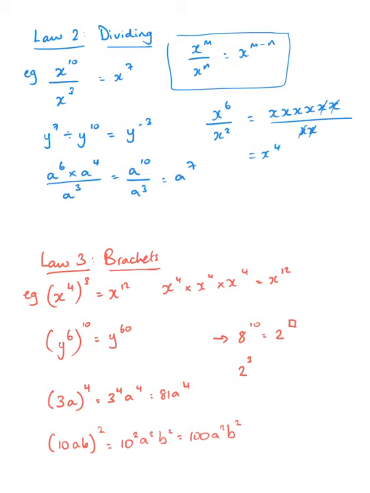So if 8 is 2 to the power 3, I'm raising that whole bracket to the power of 10. So 2 to the power 3 to the 10 is 2 to the power 30, so 30 must go in the box. That is a type of question that examiners really do like asking because it makes you think about two different laws together and it's sort of a bit hidden away.